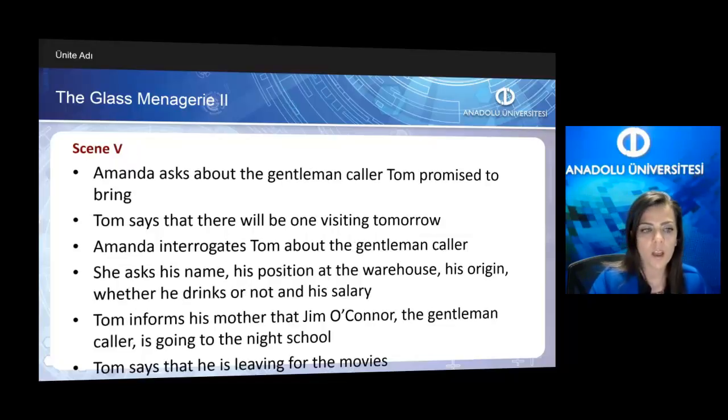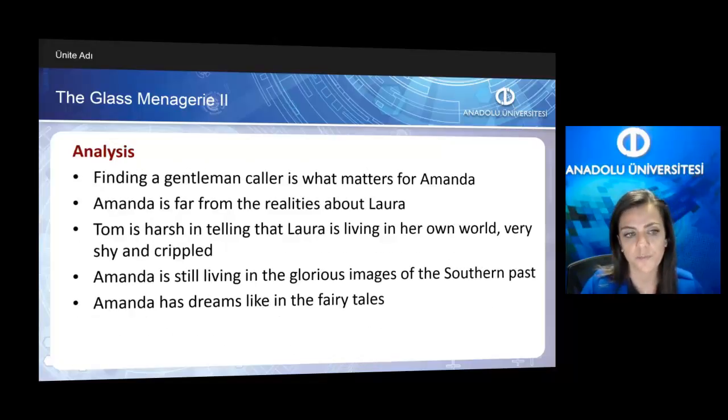Amanda is aware that Tom is destined to leave the house, so she insists on him finding a gentleman caller for Laura. In scene 5, Amanda again asks about the gentleman caller Tom promised to bring. Tom says that yes, there is one and he will be visiting tomorrow. Amanda questions Tom about who the gentleman caller is. She asks his name, his job, his position, his origins, especially whether he drinks or not, and his salary. Tom informs his mother that Jim O'Connor, the gentleman caller, is going to night school, and he again says that he is leaving for the movies.